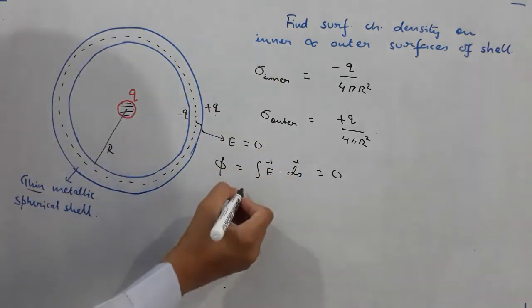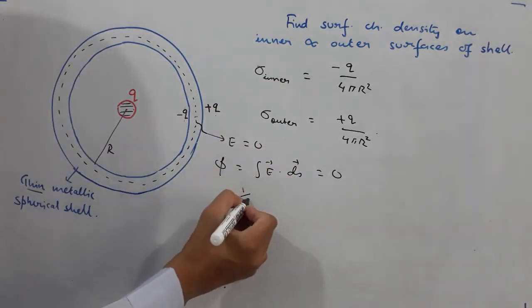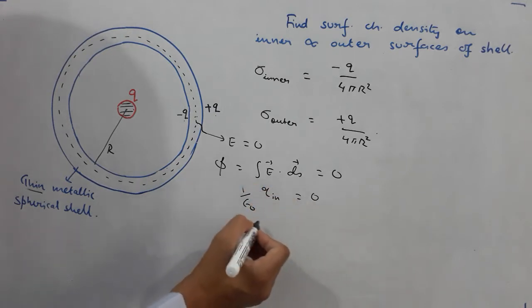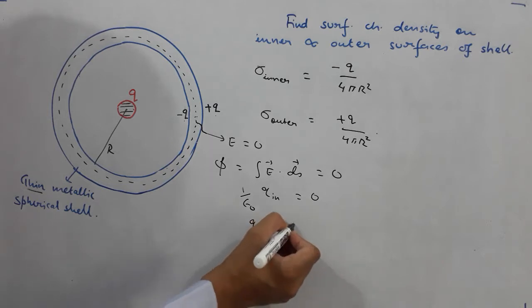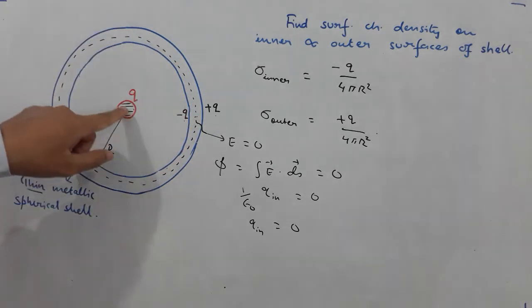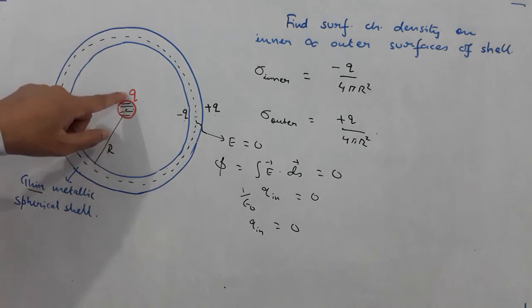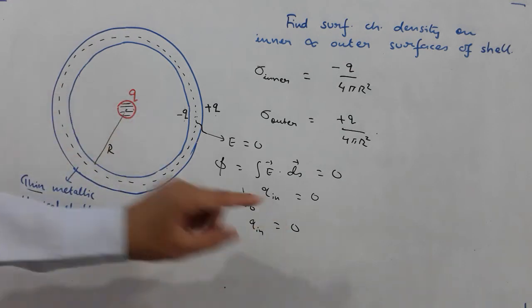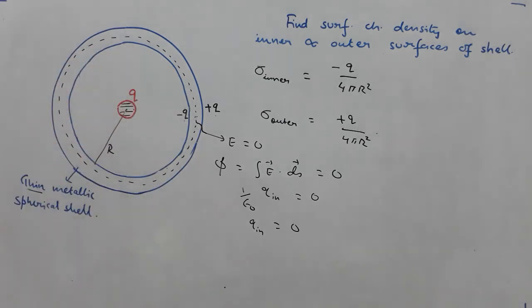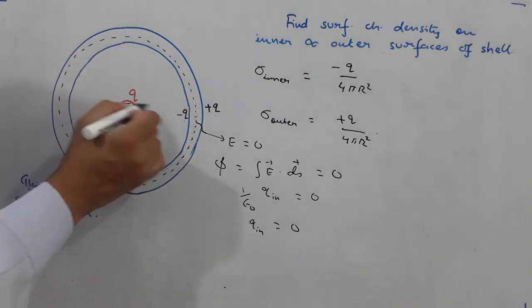And from Gauss law we know this flux must be equal to how much? 1 by epsilon naught times Q in. So that must be equal to 0, and therefore Q in must be equal to 0. What does that mean? That means the total charge inside this Gaussian surface must be 0. Now the inner sphere had charge Q, total charge has to be 0. That's why the inner surface of this cell must have a charge minus Q. So this minus Q and this plus Q will cancel.